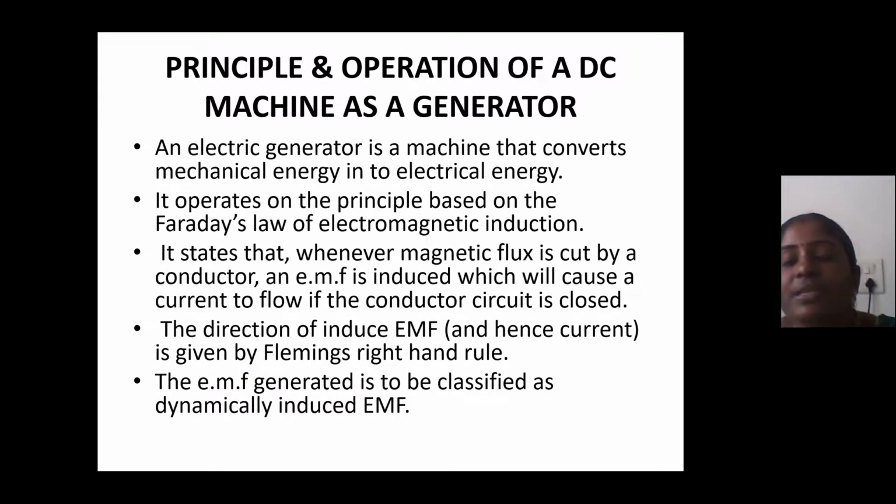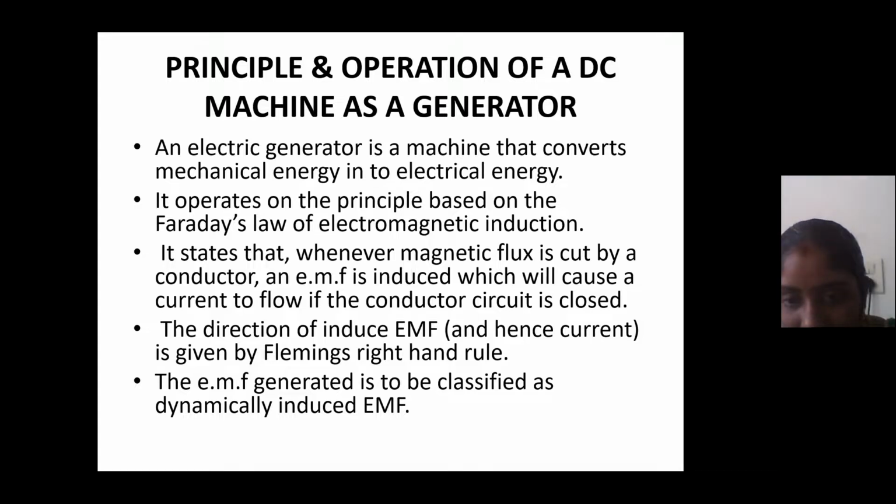What is the principle behind the operation of this DC machine? An electrical generator is a machine that converts mechanical energy into electrical energy, as we already discussed. It operates based on the principle of Faraday's law of electromagnetic induction. Faraday's law states that whenever magnetic flux is cut by a conductor, an EMF is induced, which will cause a current to flow if the conductor circuit is closed. The direction of that induced EMF is given by Fleming's right hand rule.